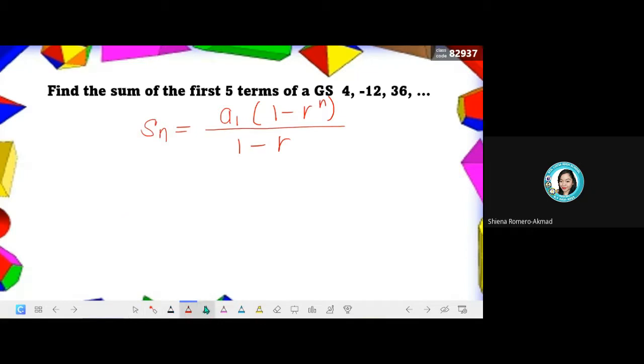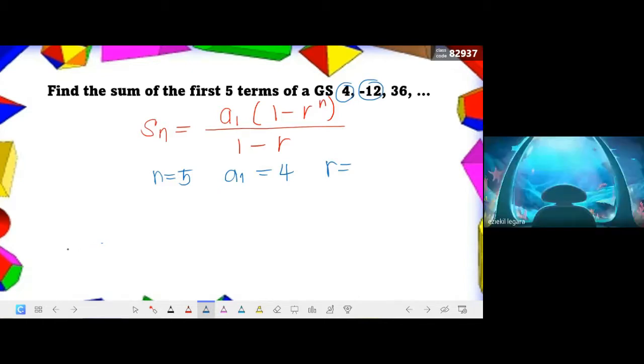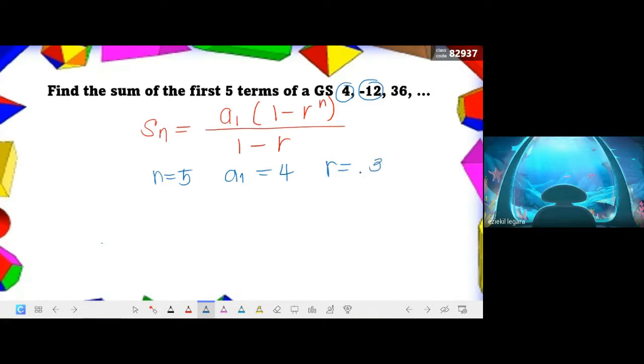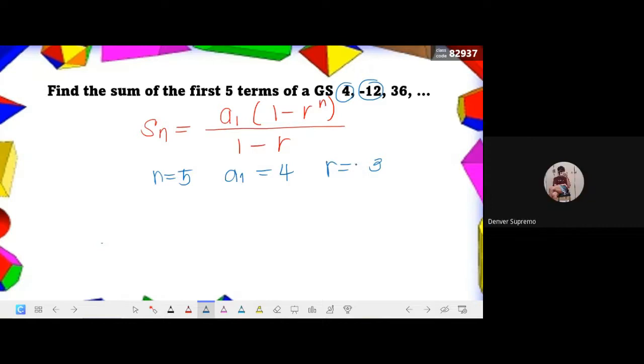Okay. Our n is 5. Our first term is 4. Anong kasunod? Our R is, what do you think is our R? 4, tapos naging negative 12. Ano yung R natin? R is? 3 po, ma'am. 3? 3 lang ba? Negative 3. Ah, yes. Okay, negative 3.